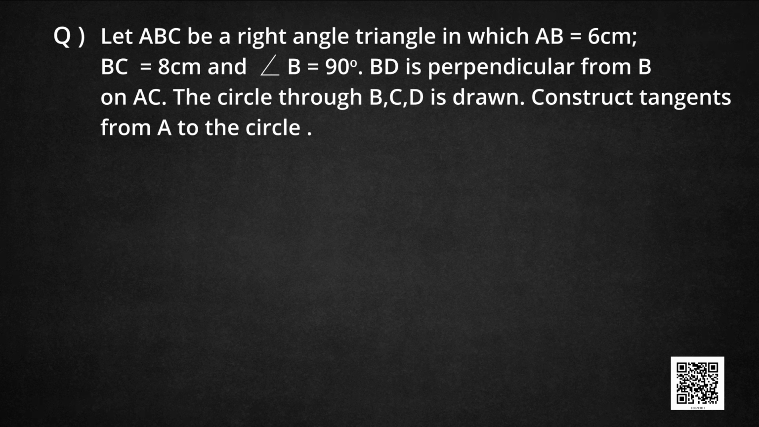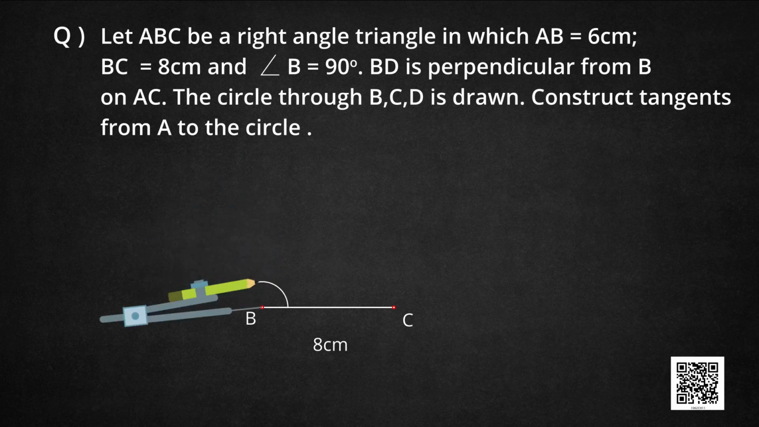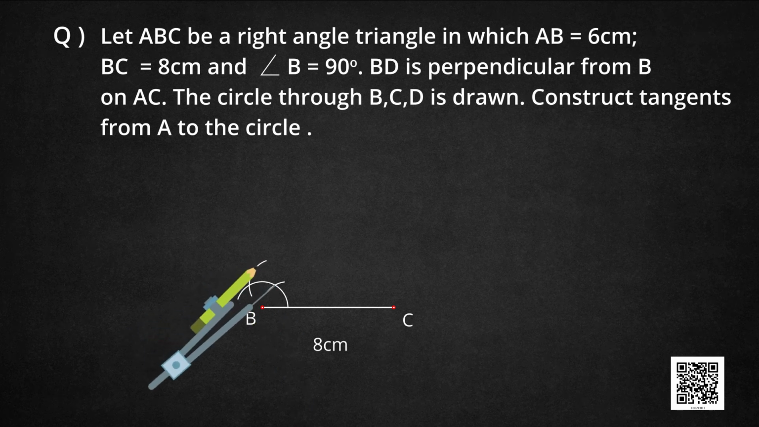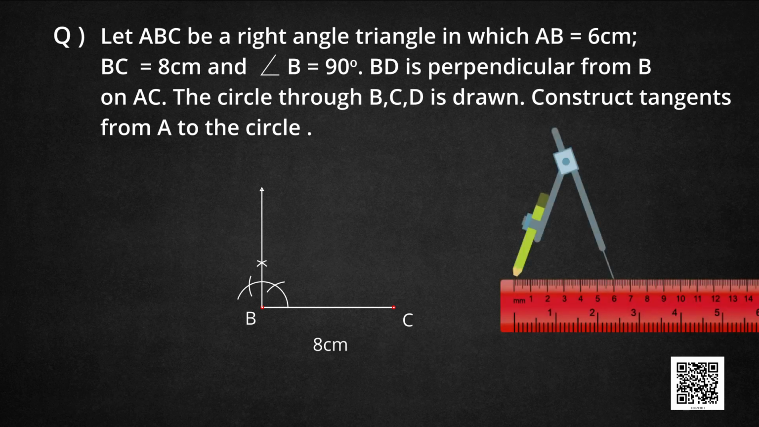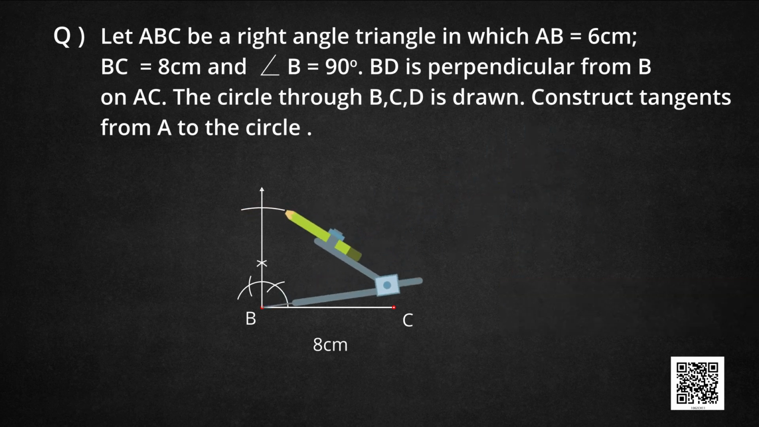So children, let us start. First of all, we have to draw the triangle. Let us draw BC is equal to 8 cm. At point B, draw an angle of 90 degree. Like this. Now cut this 90 degree angle ray to a length of 6 cm from point B. Name this point as A. Join A and C. So we have got triangle ABC.